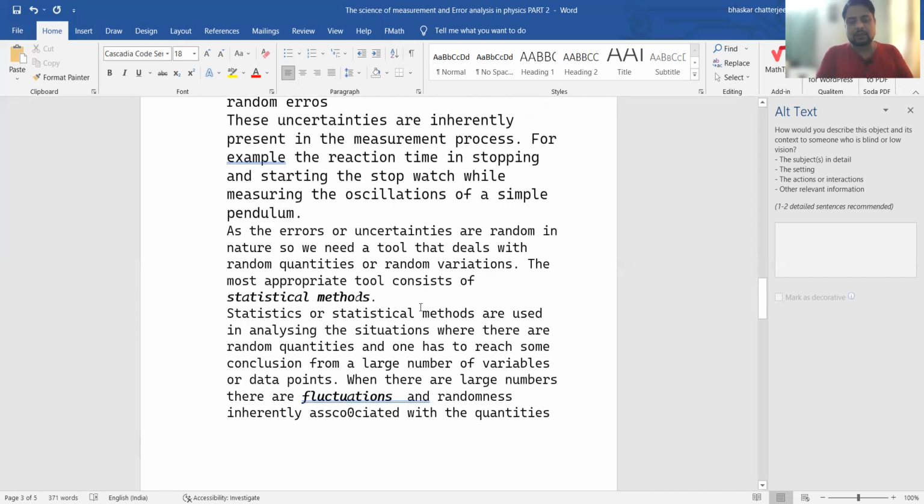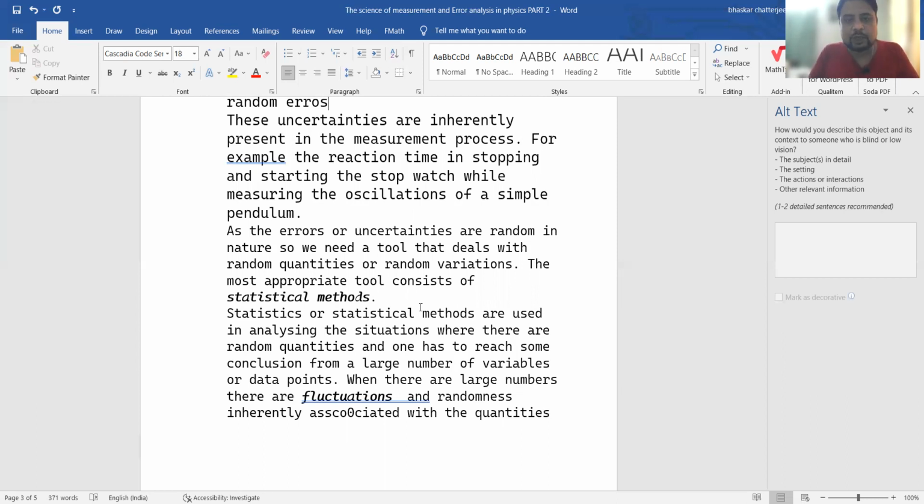As these errors and uncertainties are random in nature, what we need is a tool to analyze them. Which tool is suitable for measuring random quantities or random variations? The best tool is provided by statistical methods. We are well acquainted with statistics and statistical methods. From school level, we are taught about that.